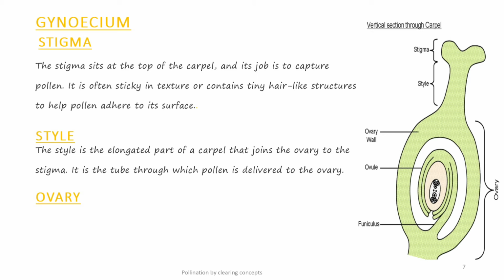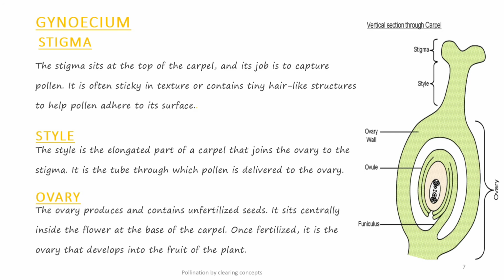Now ovaries are nothing but they produce and contain unfertilized seeds. It sits centrally inside the flower at the base of the carpel. Once fertilized, it is the ovary that develops into the fruit of a plant. For each and every part which I have talked about, there exists a diagrammatic view where you can find exactly where the subparts are located. So you may use it for your reference and to understand it better.